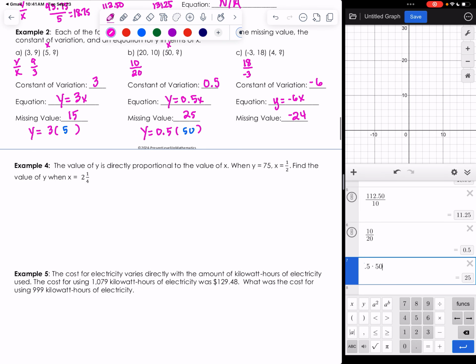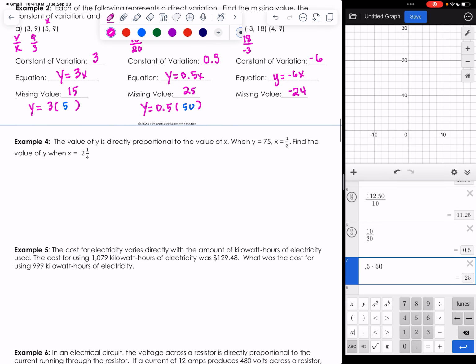Look at problem 4. The value of y is directly proportional to the value of x. When y equals 75, x is 1/2. Find the value of y when x is 2 1/4. Now, we can solve direct variation problems by using a proportion.